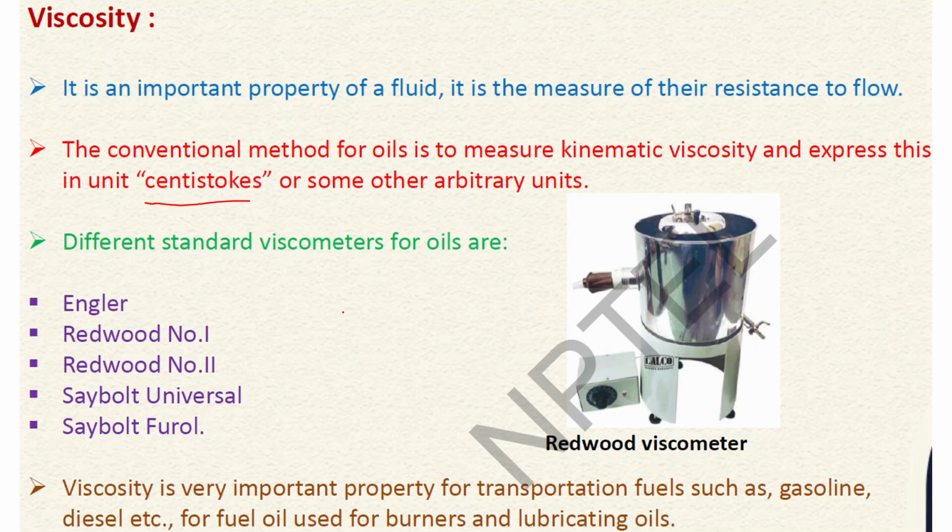Different standard viscometers are used for measuring the viscosity of the oil. What is done is that the time for flow of a crude oil sample through a standard orifice is measured. These are the different viscometers which are used: the Engler viscometer, Redwood number one, Redwood number two, Saybolt Universal, and Saybolt Furol.